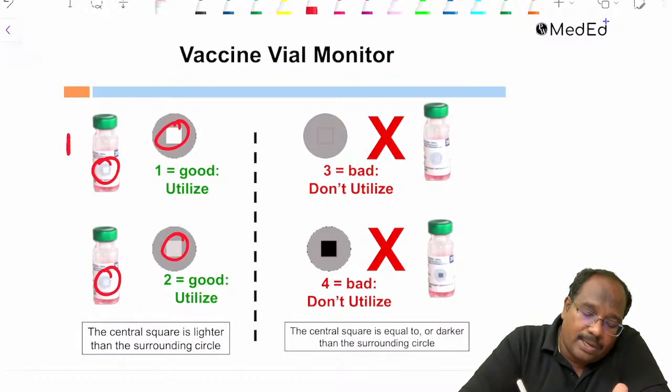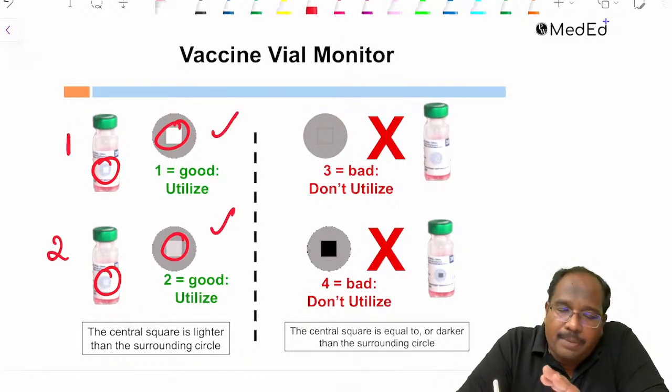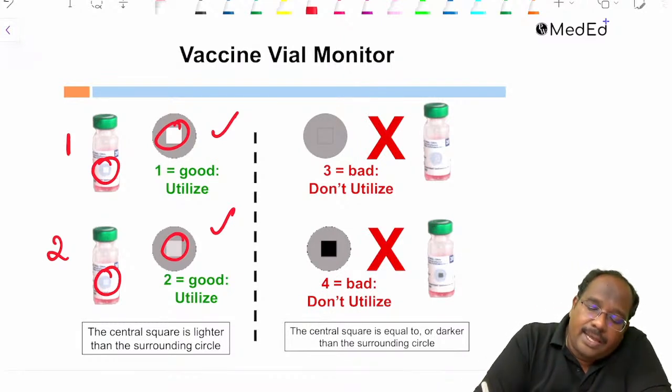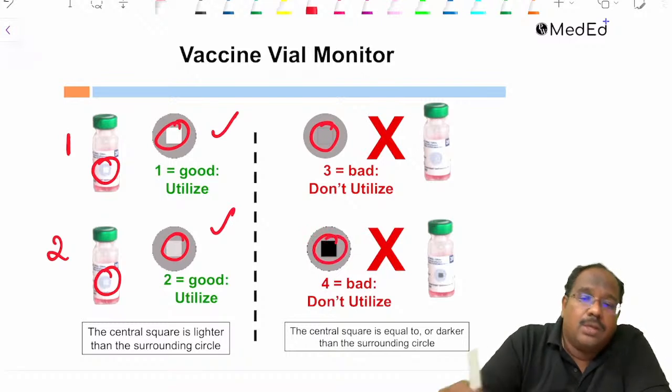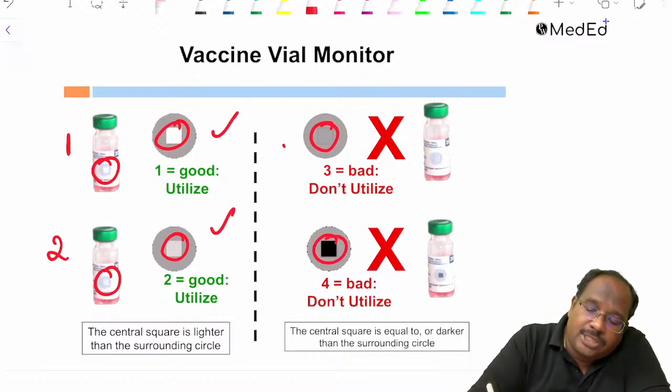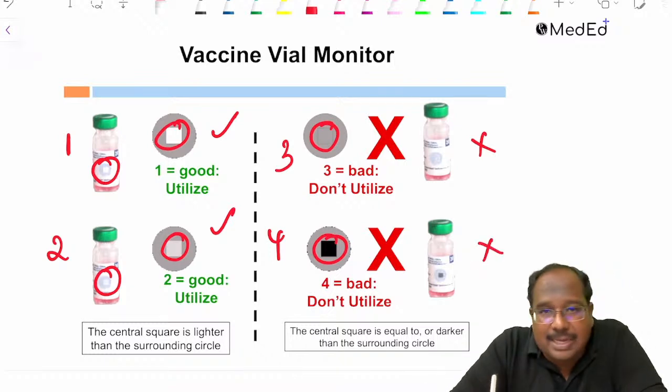तो ये stage 1 है, 2 है, हम use कर सकता है. Stage 1, 2 में हम use कर सकता है. तो ये है as dark है, okay, और more dark, okay. So more dark, these are stage 3 and 4. हम use नहीं कर सकता है, okay. So हम discard करना है.